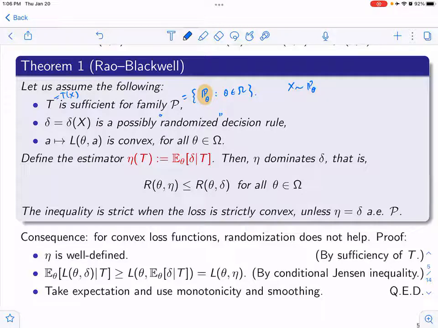Sufficiency allows me to say that this guy, because this is dependent on x, we know that the conditional distribution of x given t is invariant to theta. So it's not functionally dependent on theta. So this expectation is going to be invariant to theta. So it's just going to be a function of t almost surely, and that makes this a valid statistic. So that's the only place actually that we're going to use sufficiency.